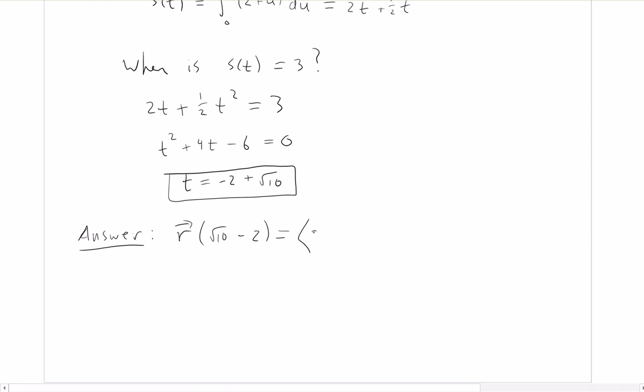Just substitute it everywhere. So the first component was 2t plus 5, so 2 times this plus 5. The second component was 4/3 t to the 3/2 plus 4. And finally 1/2 t squared plus 7. And that's it. Let's not try to simplify it. We'll just leave our answer like this. So this is the position that we end up at after traveling a distance of 3 units.